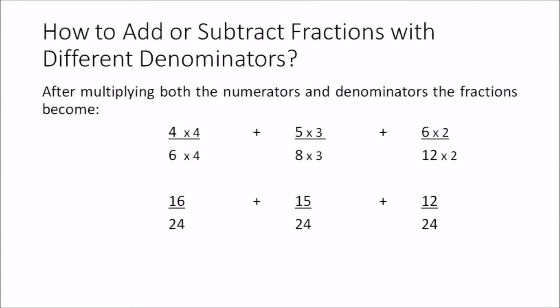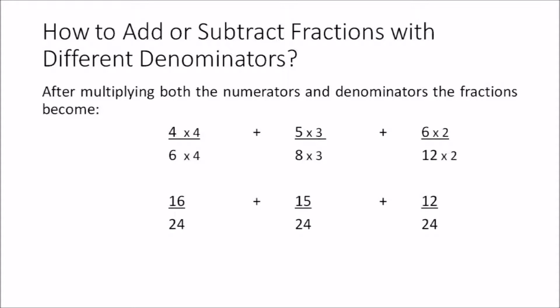Now 4 times 4 gives you 16, 6 times 4 gives you 24, plus you have 5 times 3 which gives you 15, and 8 times 3 is 24, plus you have 6 times 2 which gives you 12, and 12 times 2 gives you 24. Now this is when we can add these three fractions. The fractions that were initially 4/6, 5/8 and 6/12 have converted into 16 over 24, 15 over 24 and 12 over 24. Now you can go ahead and add all three fractions.